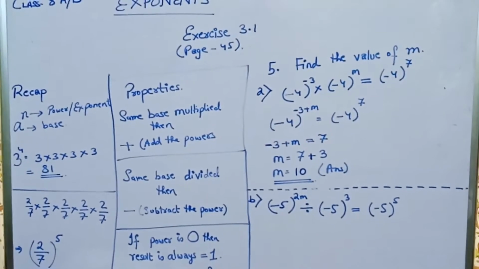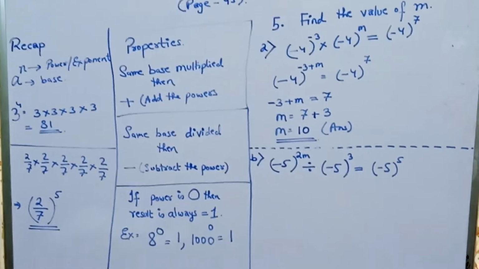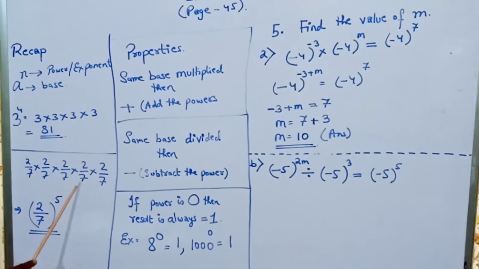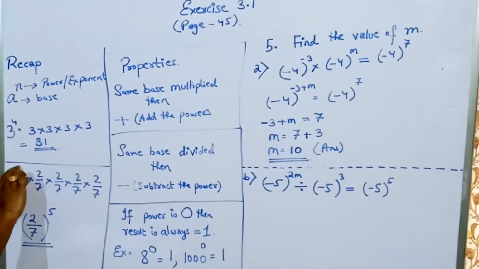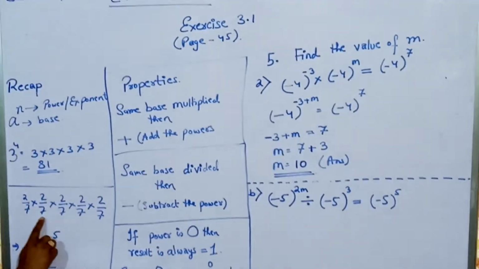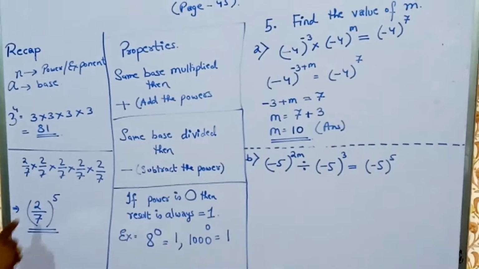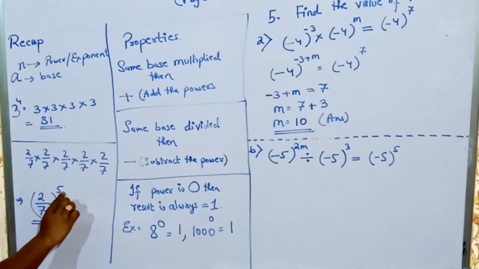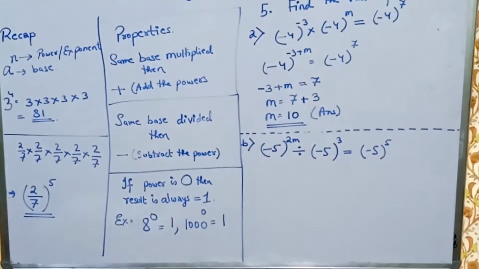And I would like to now certainly recap the exponential form. 2/7 into 2/7 into 2/7 into 2/7 into 2/7. If you can see, 2/7 is the base that has been multiplied 1, 2, 3, 4, 5 times. So this can also be written as (2/7) whole to the power of 5, which signifies 2/7 has to be multiplied 5 times.